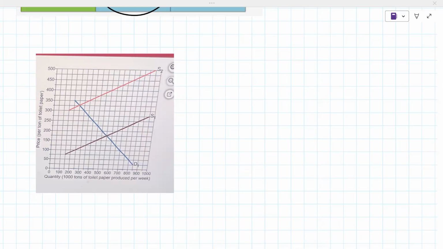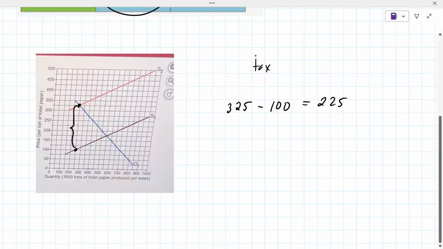So basically, they're going to tax the toilet paper is what it amounts to. And that tax is right there. It's this amount right here. So it's 325 minus 100, which looks like 225, the Pigouvian tax.